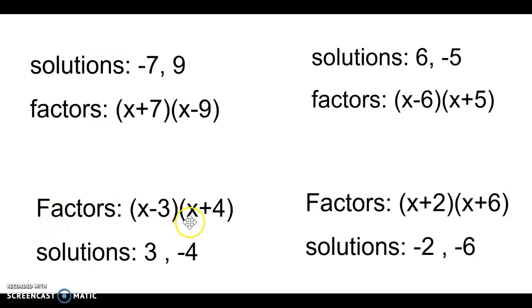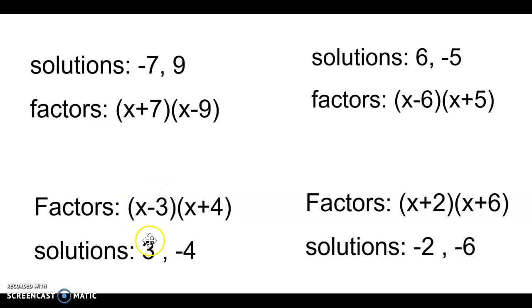But you might be given a problem where you're given the factor and have to say what the solution is instead of giving the solution and telling what the factors are. So if my factors are x minus 3, that means my solution is opposite of this minus 3, so one of my solutions was 3. And if it's x plus 4, that means one of my solutions was -4.